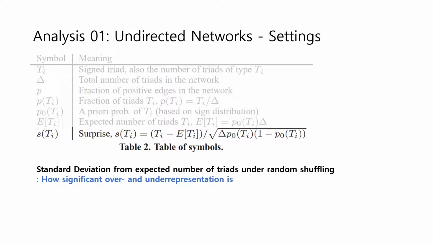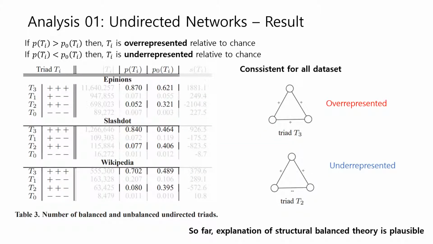They also introduced the notion of surprise. Surprise is the number of standard deviations from the expected number of triads under random shuffling. Magnitude of surprise indicates how significant the over and under representation is. For type 3 and type 1, original structural balance theory seems applicable. Type 3, which is balanced, is overrepresented as expected. In contrast, as type 1 is unbalanced, type 1 is underrepresented over all datasets.